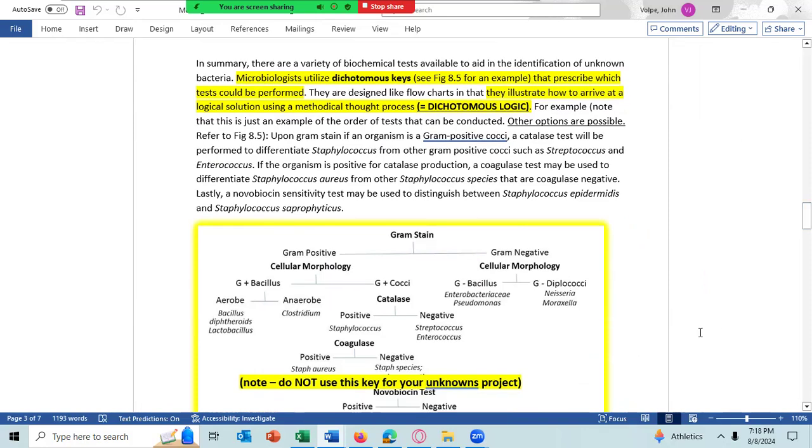All right. So microbiologists use dichotomous keys.